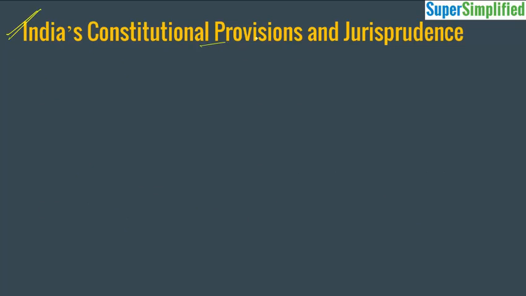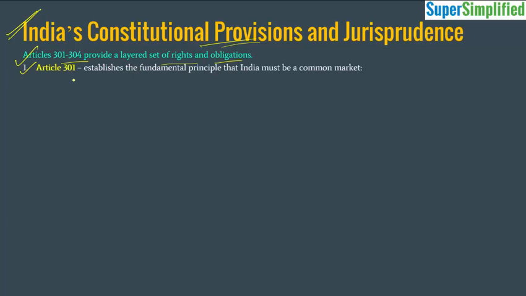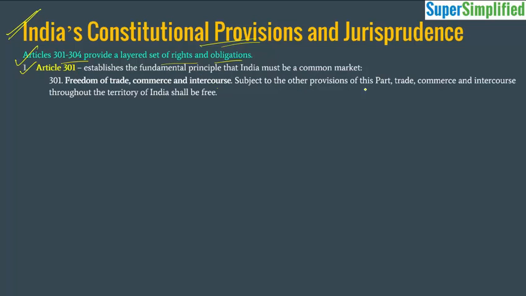Let's see what are India's constitutional provisions with respect to the economic aspect. So Articles 301 to 304 provide a layered set of rights and obligations for the state and the center. Article 301 establishes the fundamental principle that India must be a common market, and it says that subject to other provisions of this part, trade, commerce and intercourse throughout the territory of India shall be free. Okay, so India must be a common market. So this is a constitutional provision itself.